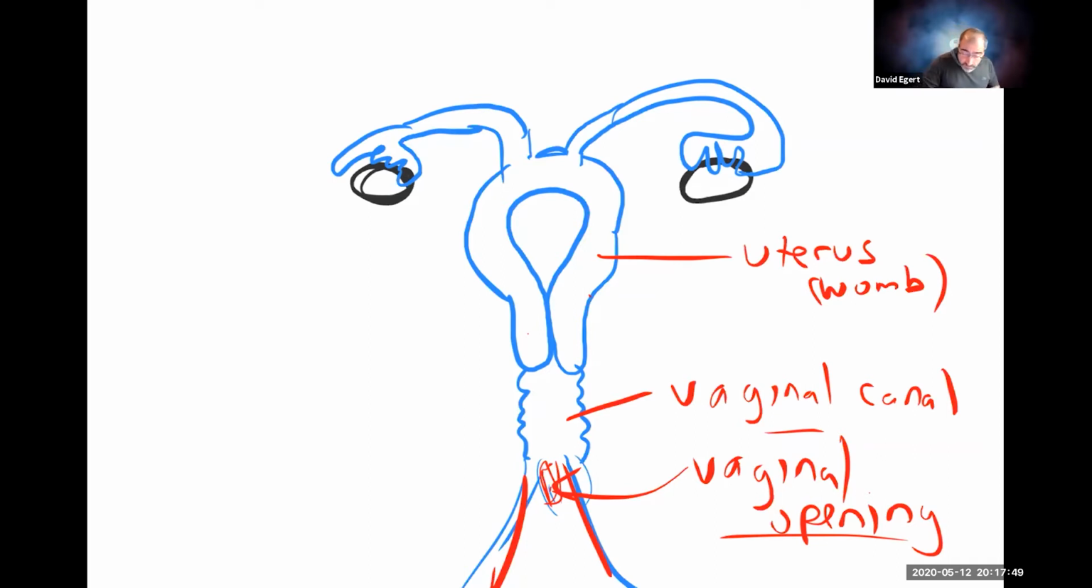The parts you should know that are named, just like the stomach, the top rounded part is called the fundus. So that's the fundus of the uterus. This is the cervix of the uterus. Cervix, the neck. It kind of makes sense. It's kind of the neck of the uterus.